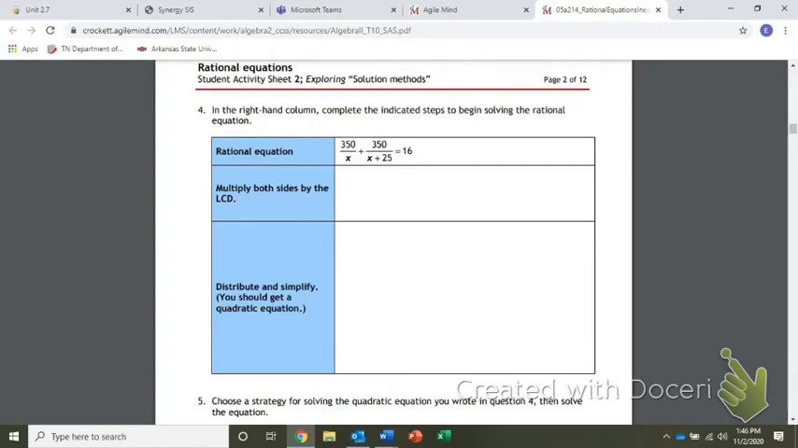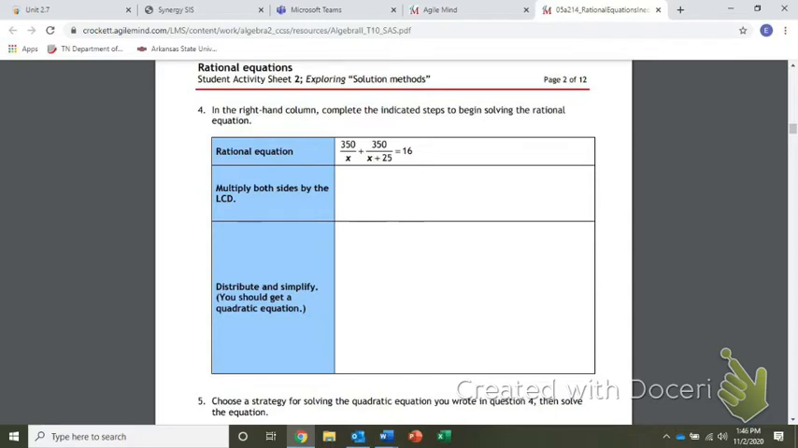350 over x plus 350 over x plus 25 equals 16. Okay? Oh, I know what you have to do. What do you have to do? You have to add 25 to the top and the bottom of the other side. Not quite. But you do have to multiply both sides by the LCD.